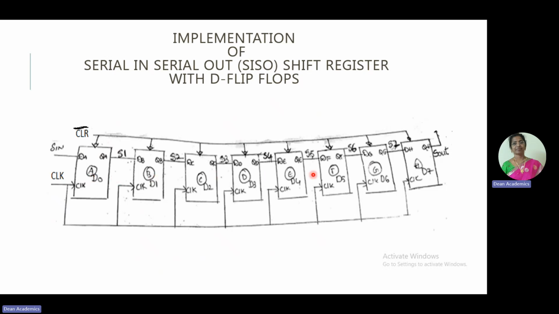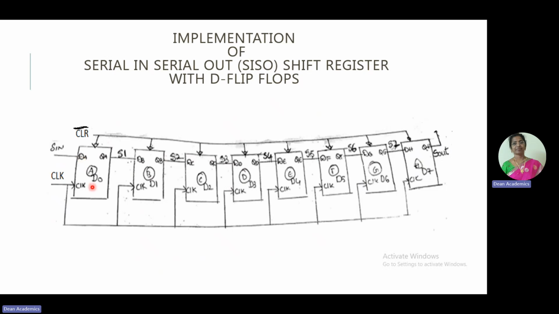Therefore, we have considered 8 D flip-flops. Each flip-flop stores 1 bit of data, right? The flip-flop inputs are DA, DB, DC, DD, DE, DF, DG, DH, and all the D flip-flops have their respective outputs QA, QB, QC, QD, QE, QF, QG, QH. The last output is nothing but S out. And here it is serial in.